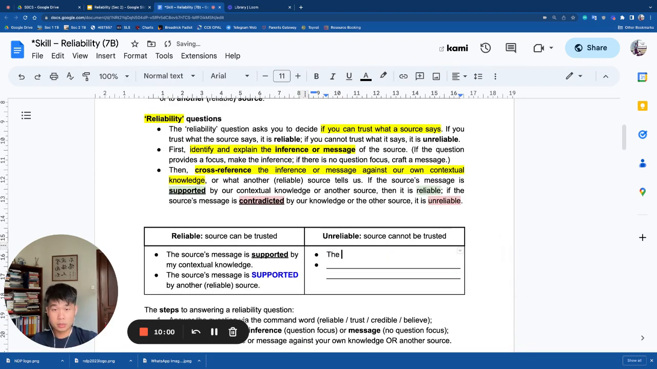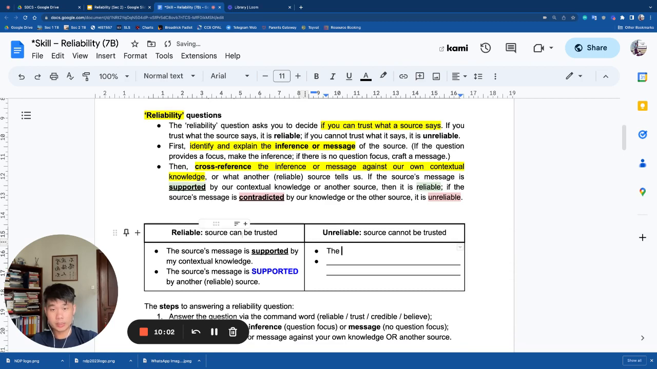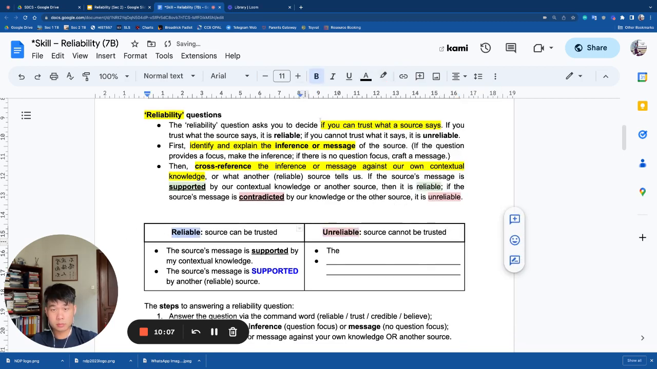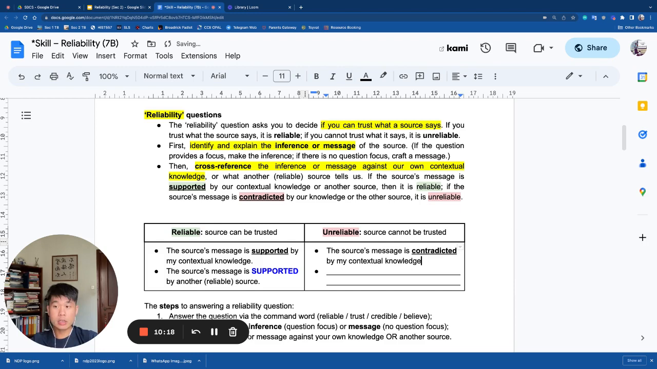Here it would be unreliable, the source cannot be trusted, when the source's message is contradicted by my contextual knowledge. In this case, for this worksheet, feel free to use the textbook to provide the knowledge you need. Or the source's message is contradicted by another reliable source.